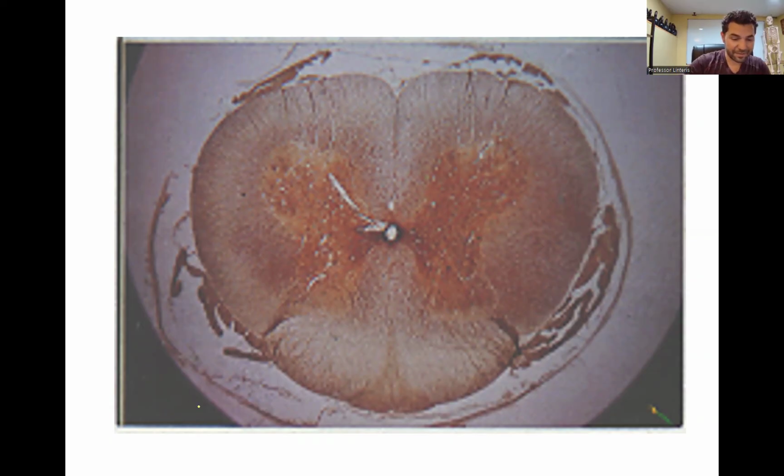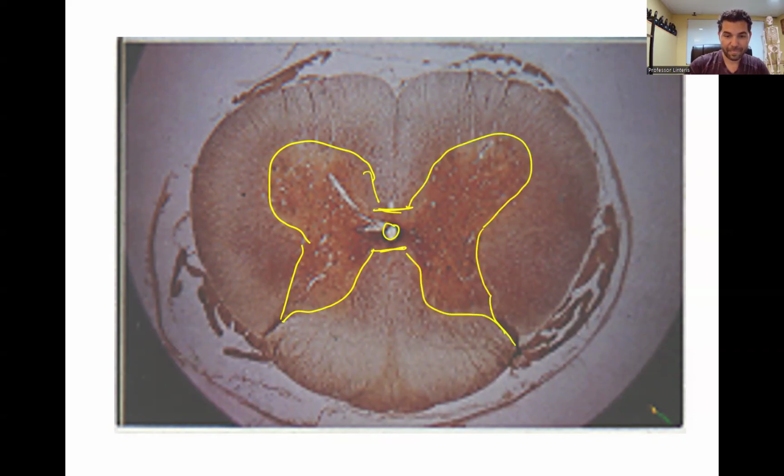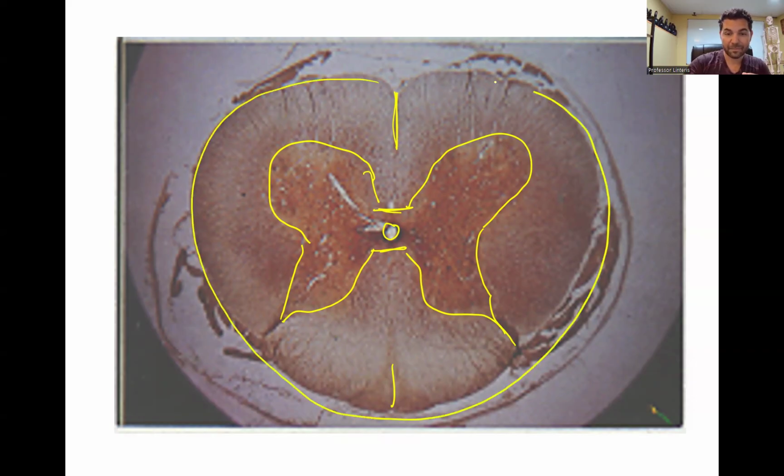You can recognize the anterior horn, the posterior horn, the gray commissure, the central canal. We know our anterior median fissure, posterior median sulcus. We know the areas of white matter. And you're pretty good.